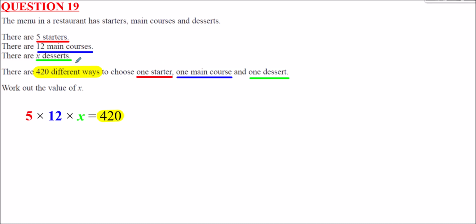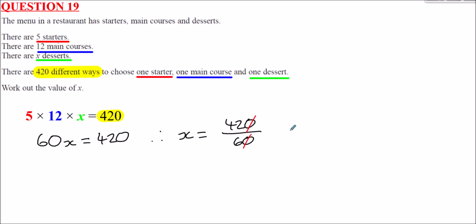So from this now, we've got a fairly simple equation to solve. So 5 times 12 is 60. 60 times x, I can just write 60x. So 60x is 420. Therefore, if I divide both sides of this equation by 60, I can see that x is going to be 420 over 60. Can cancel the zeros. 42 divided by 6 is 7. So therefore x is 7. In other words, there must have been 7 desserts to choose from.